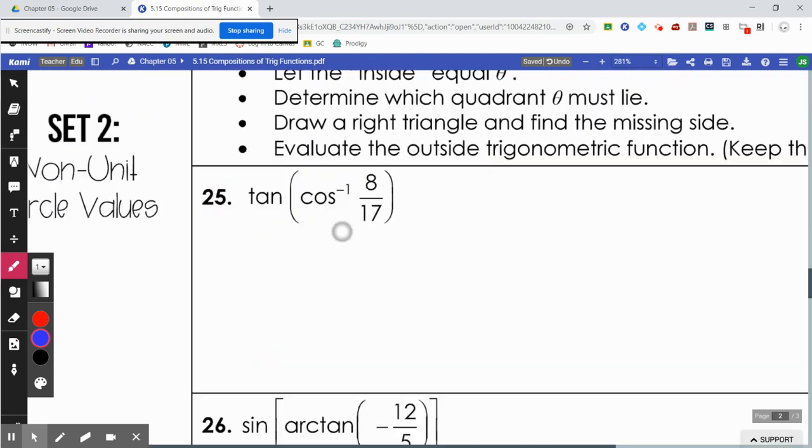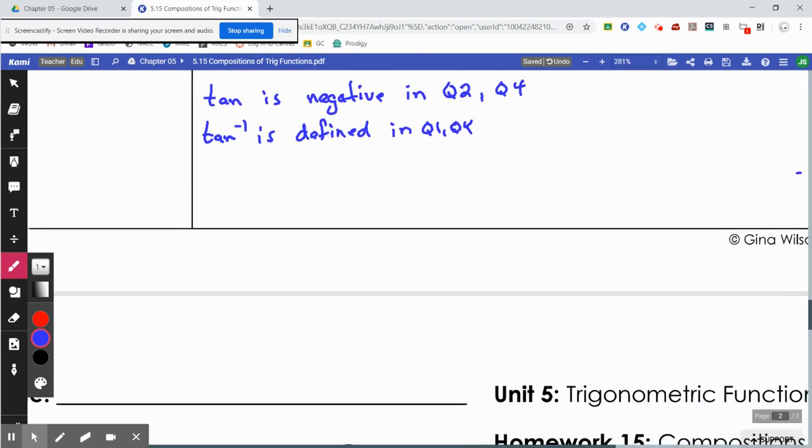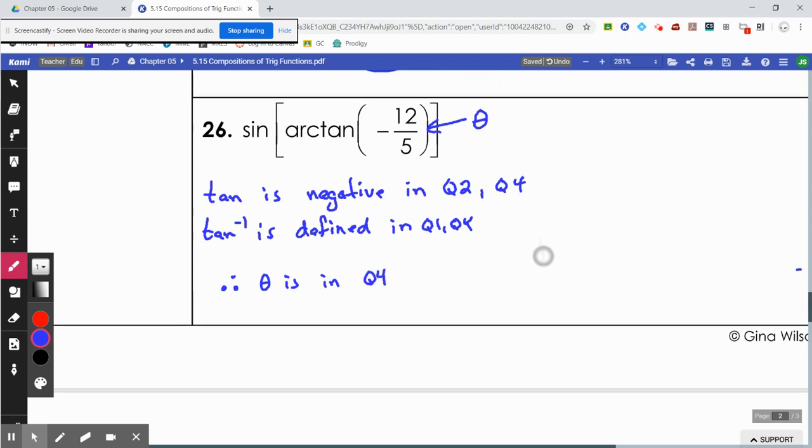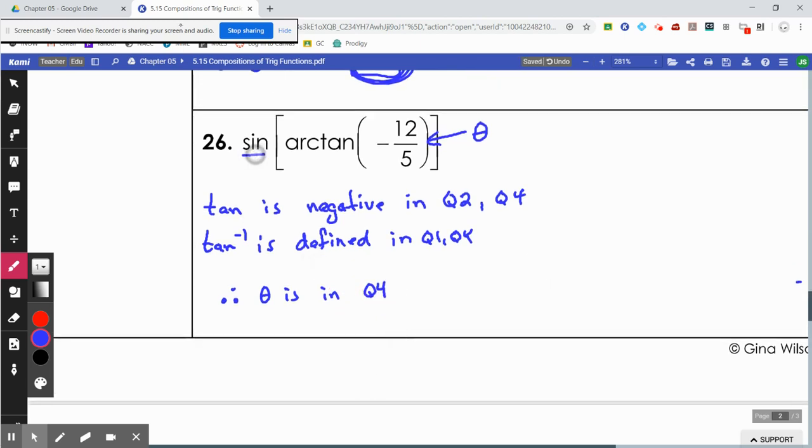So therefore, since tangent, this angle has to be in either 2 or 4, and inverse tangent has to be in 1 or 4, so that means that our theta is in quadrant 4. So we have a quadrant 4 angle. We're finding the sine of a quadrant 4 angle. Remember that. So next step, we're going to draw a triangle here.